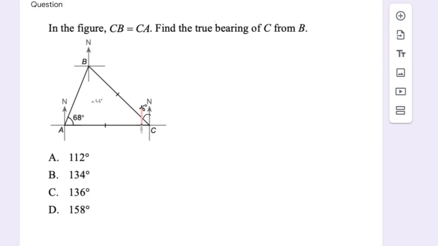So how to find out the true bearing of C from B? Here, if you know it is 46 degree, this one will obviously be equal to 180 degree minus 46 degree, which is 134 degree. So B will be your answer.